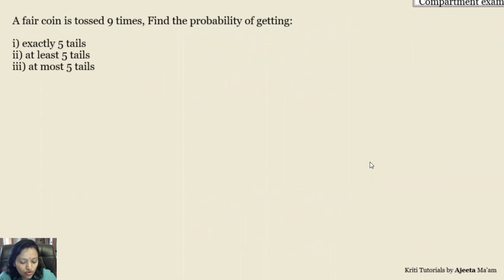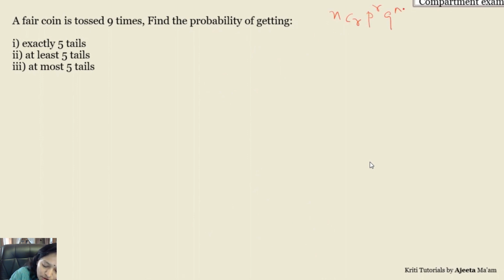A fair coin is tossed 9 times. Find the probability of getting exactly 5 tails, at least 5 tails, and at most 5 tails. This is a bit lengthier one. So now we have to calculate each case using the binomial distribution. So what's the formula for binomial? Let's write it once.